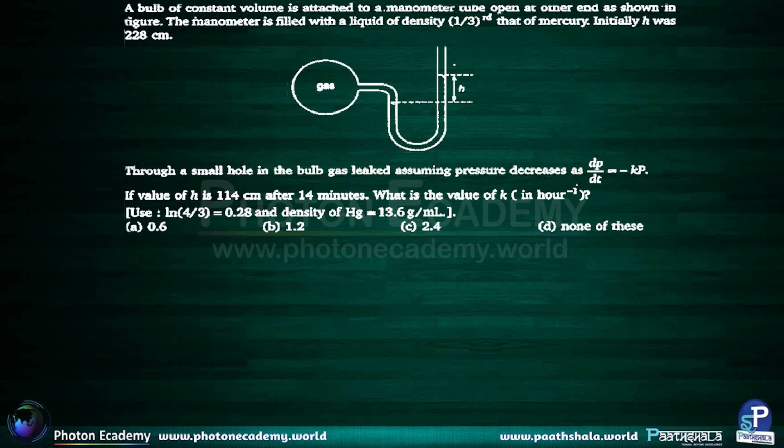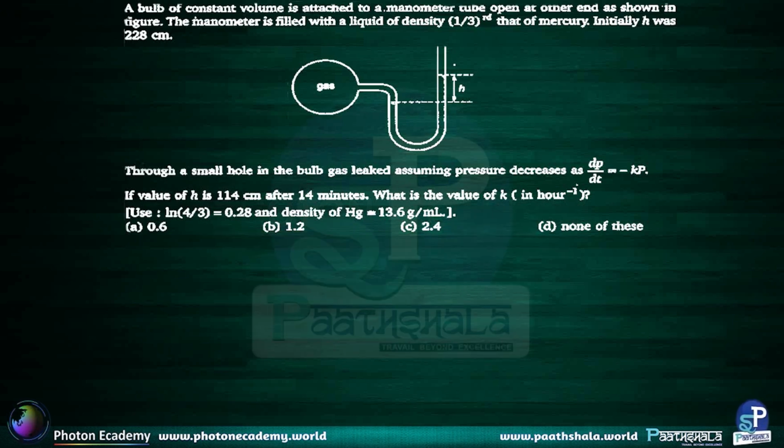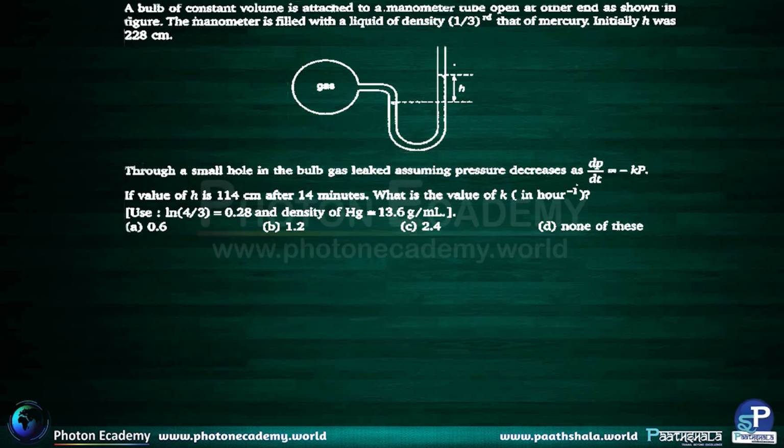Through a small hole in the bulb, gas leaked, assuming pressure decreases as dP by dt is equal to minus Kp. If the value of H is 114 centimeters after 14 minutes, what is the value of K in hour inverse? Use ln 4 by 3 as 0.28 and density of mercury as 13.6 grams per ml.